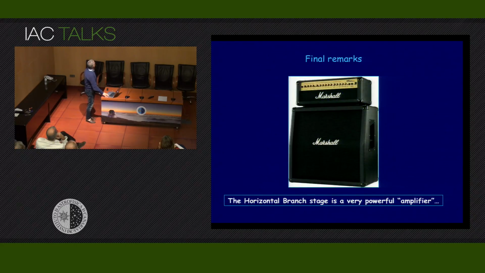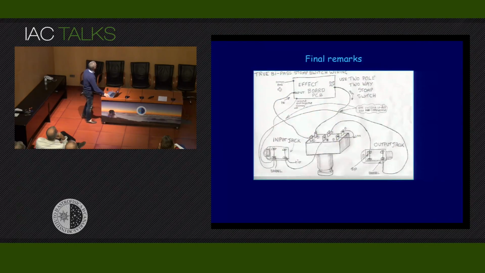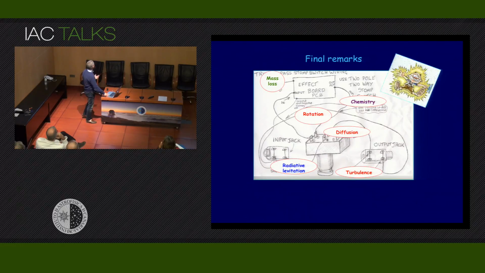I conclude. I think that you have understood that the horizontal branch is really a very good amplifier. Everything occurring in the early evolutionary stages is amplified along the horizontal branch. And so now we know that if you want to understand how the horizontal branch starts, we will have to build up this amplifier, accounting for chemistry, rotation, levitation, turbulence, diffusion. But it's something that is very risky, and we have not found any way to solve this so far.